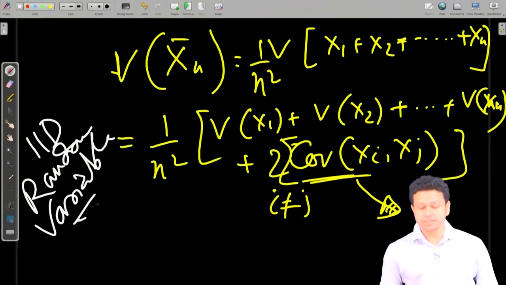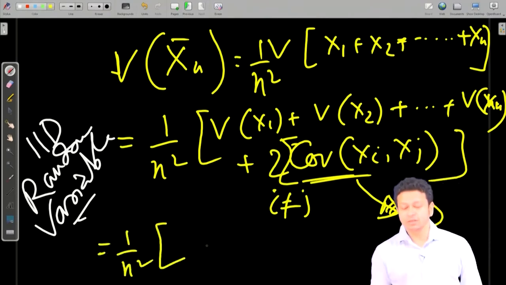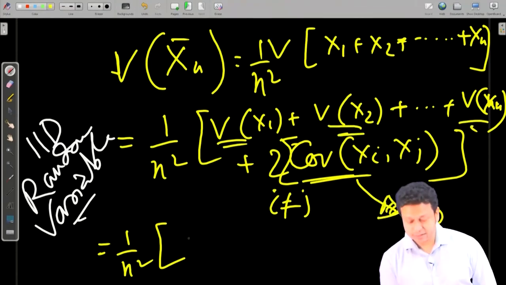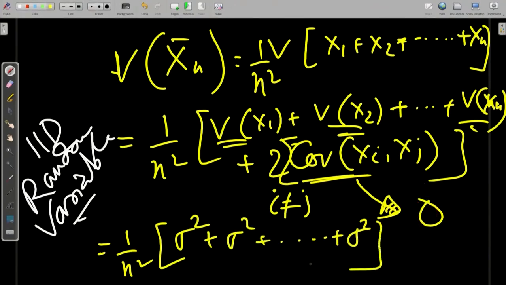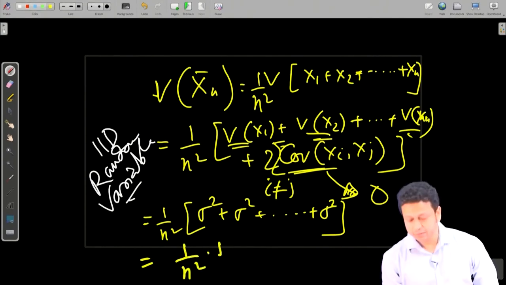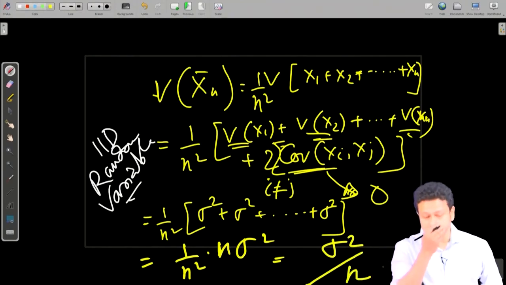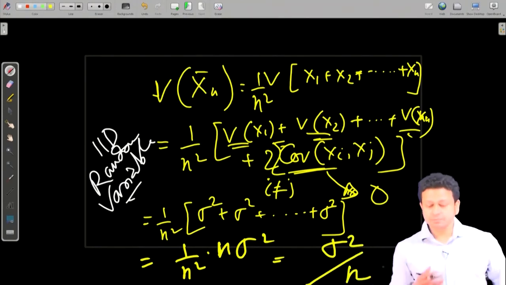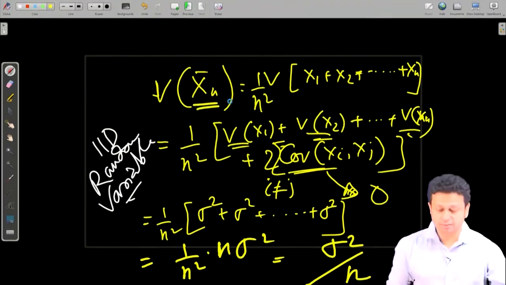So, when the covariance terms are 0, what I will be left with is 1 by n square, and since these are IID random variables, all the variances are going to be sigma square plus sigma square plus dot dot dot sigma square. Now, if I add this up, I will have 1 by n square into n sigma square, which is nothing but sigma square by n. So, that is going to be the variance of the x n bar that you have drawn.